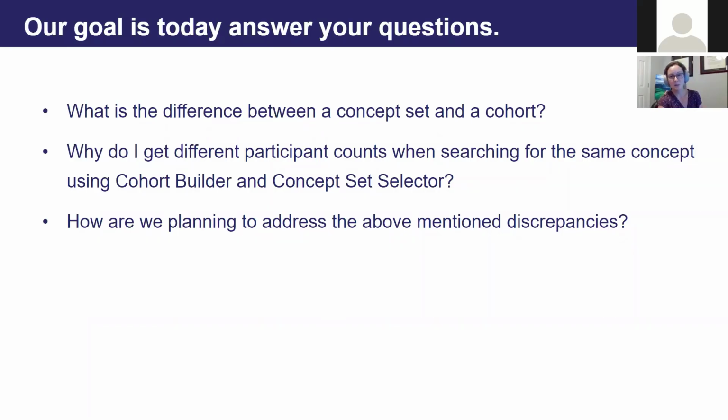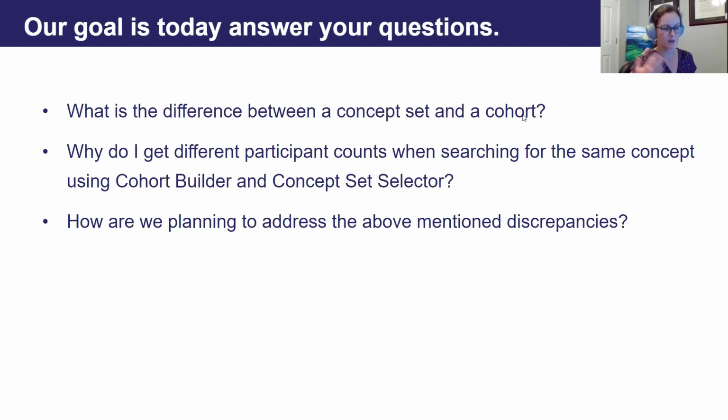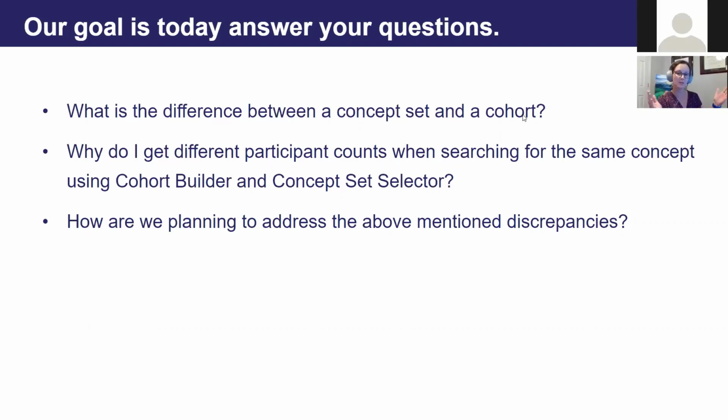So our goal is to answer your questions, and here's a few questions, or at least a high-level summary of what we've been hearing from you to date. The first thing here is, what is the difference between a concept set and a cohort? I'm going to very quickly go through the context for these terms within the Workbench itself. And then we also get questions about, why do I get different counts when I'm looking at Concept Set Selector as a tool versus when I'm using the Cohort Builder tool? So I'll give you a little bit more of an explanation regarding that.